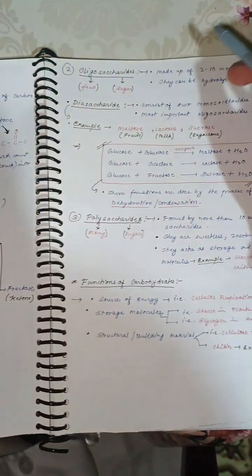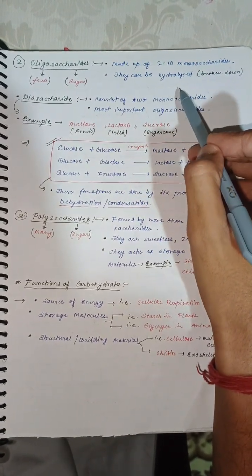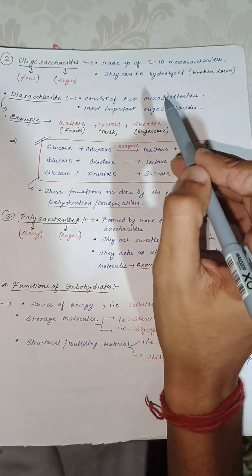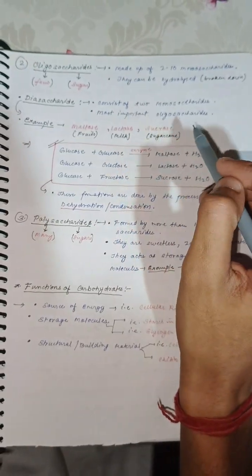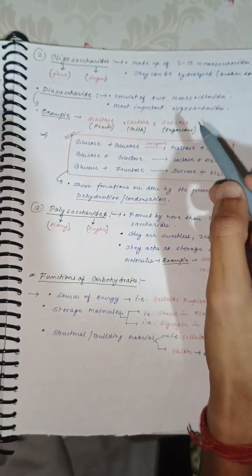Second carbohydrate, oligosaccharides, made up of 2 to 10 monosaccharides. They can be hydrolyzed and broken down. A disaccharide consists of 2 monosaccharides, the most important oligosaccharides. Examples are maltose, lactose, and sucrose.